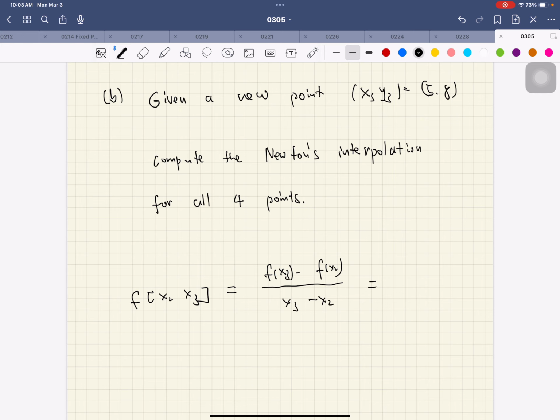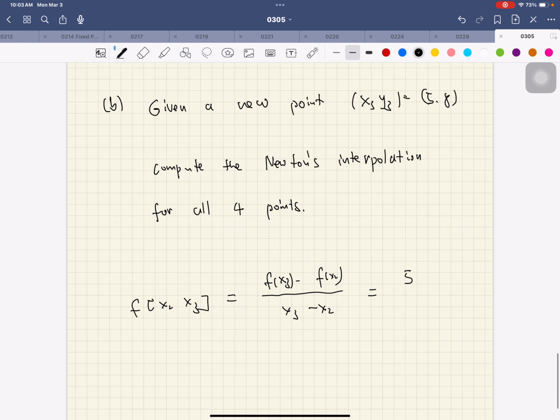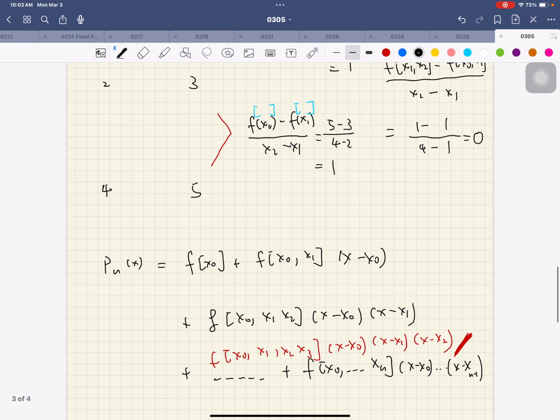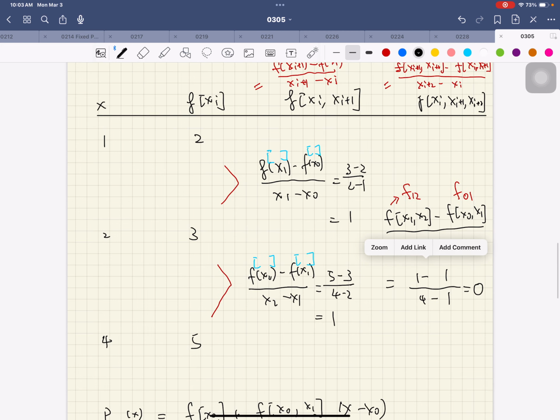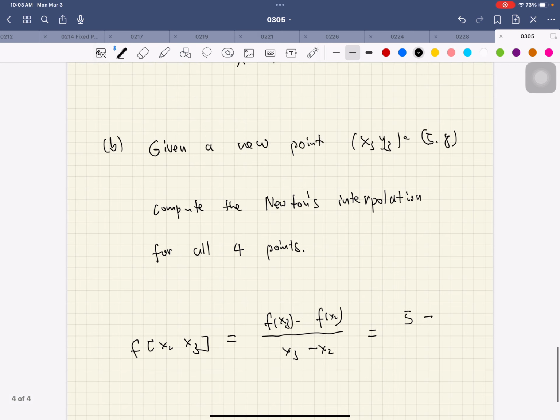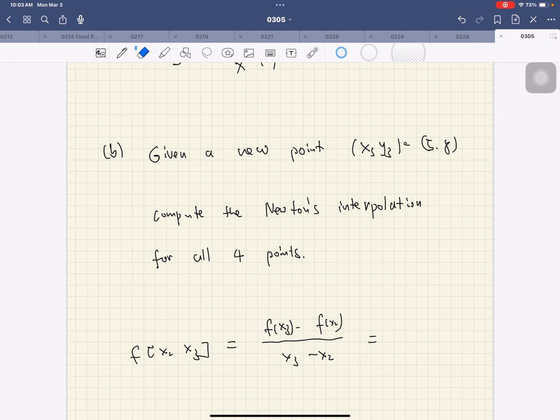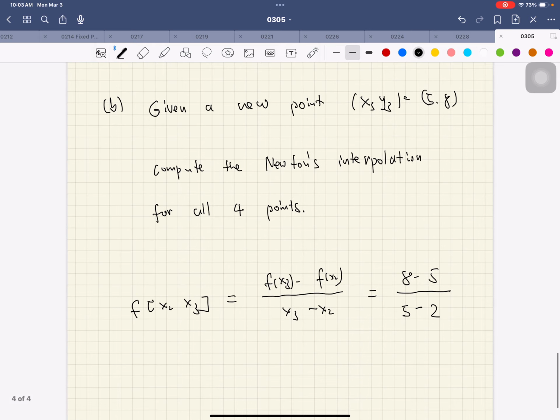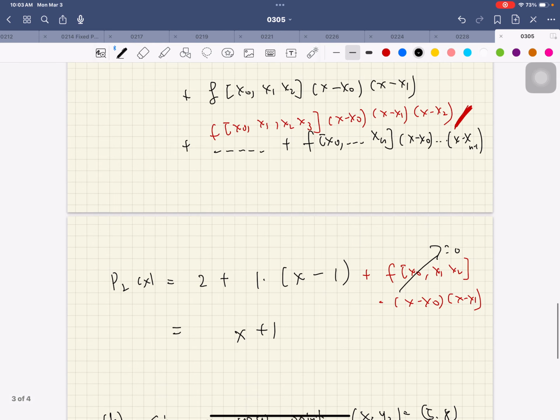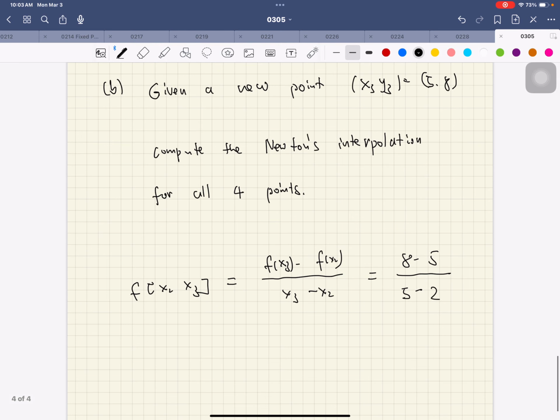But f(x3) is equal to 5, and f(x2) is equal to... no, f(x2) is equal to 5. So f(x3) is equal to 8, right? So it is given over here. So this is 8 minus 5 over 5 minus x2, where x2 is equal to 4. So it turns out this is equal to 4.